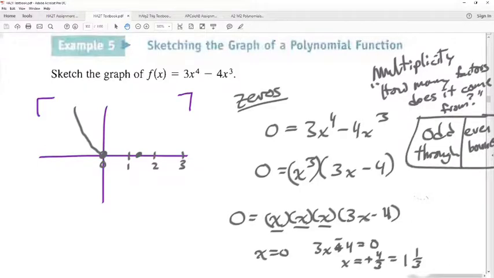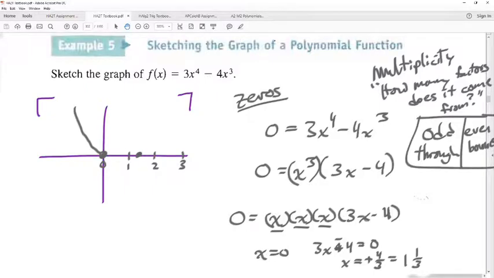Okay, so about multiplicity, this is what's important. If we have an odd multiplicity, we go through. If we have an even, we bounce. Okay, look at this 0 right here. It comes from 1, 2, 3, so its multiplicity is 3. Is 3 odd or even? Yeah, it's odd. So I'm going to go through this. I'm not going to bounce off of it. I'm going to go through it. So it's going to look something like this.